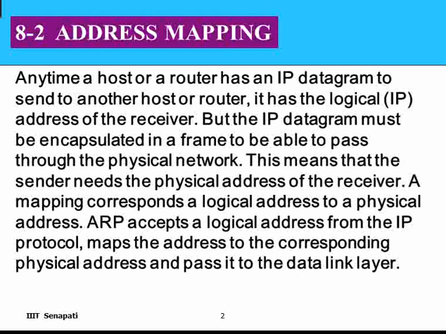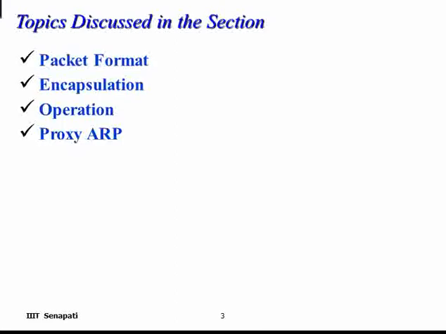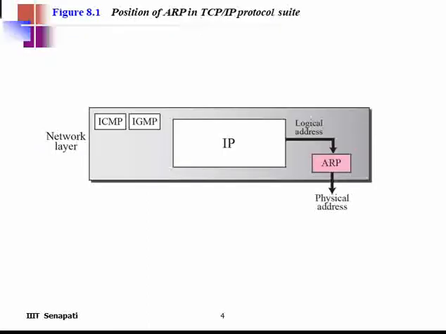Okay. So here we will talk about the packet format, how it looks, how it is encapsulated, how it operates. Also we will see that there is something called proxy ARP. Don't worry. So basically, where this ARP is, it is at the network layer. From the IP protocol it gets the logical address, and this ARP finds the physical address for proper transmission.